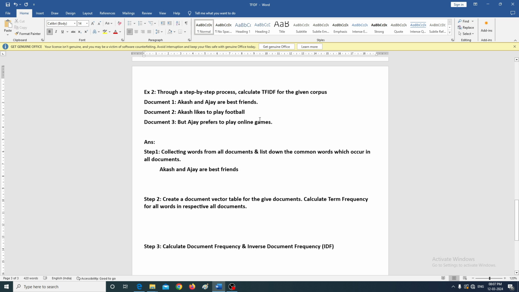Let's go for document 2. In document 2 we have the word Akash. It's already available in document 1, so no need to consider it here. Likes is a new word in document 2. Likes, let's have a space between the words. To is a new word, there is no "to" in document 1. Next, play is also a new word. And football is another new word in document 2.